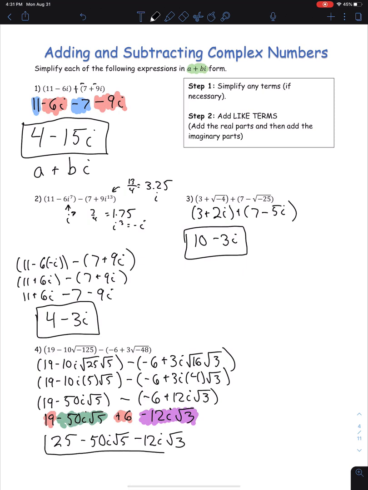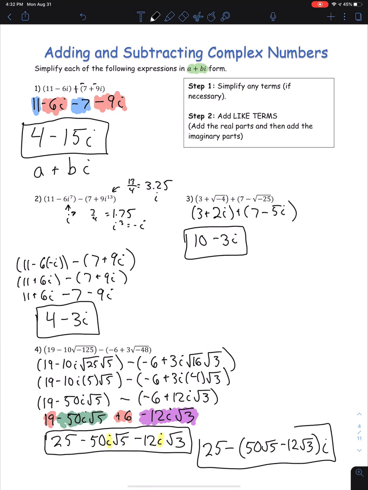Some teachers might not allow that, especially if it says a plus bi form. Technically, in a plus bi form, what you would have to do is factor out the i's, and it would be 25 minus, put the b part first, 50 radical 5 minus 12 radical 3. So you're factoring out the i. So that is real a plus bi form right there.